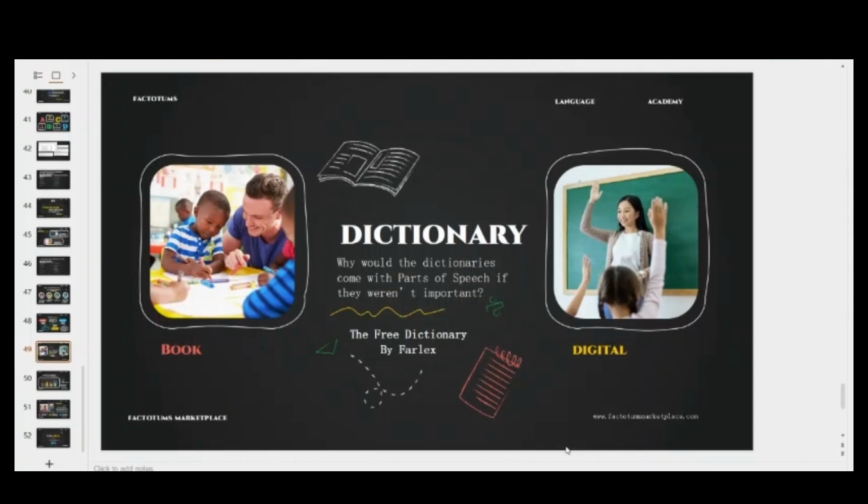The reason why I talk about the dictionary is that when you check a word in the dictionary, there are little letters beside the word. You will see N, A, D, V, P for preposition. So in the dictionary, they tell you what the function of the word is, what part of speech.